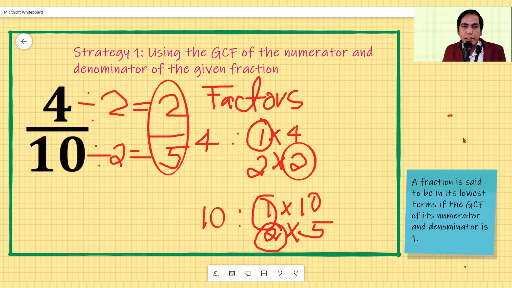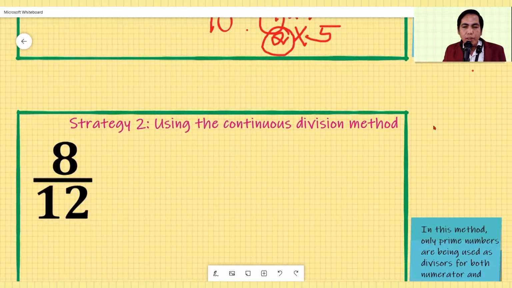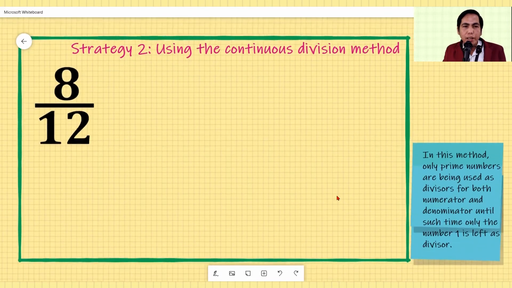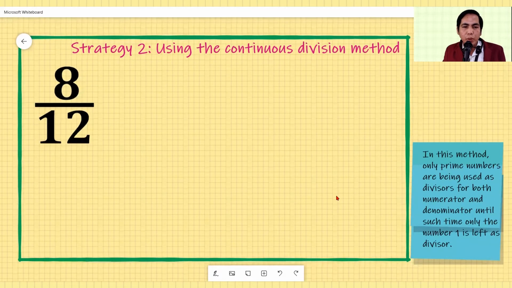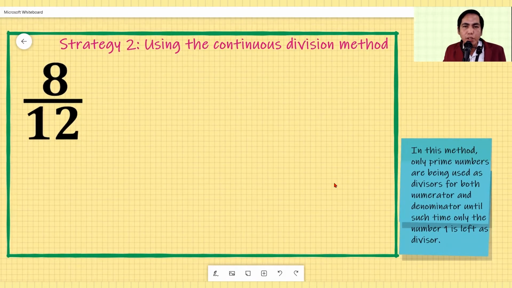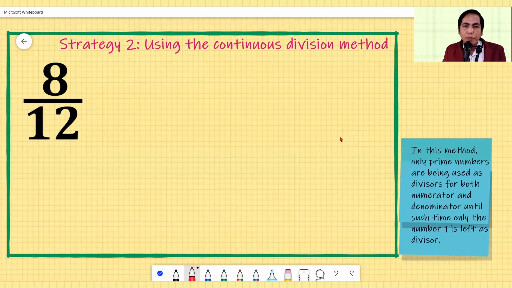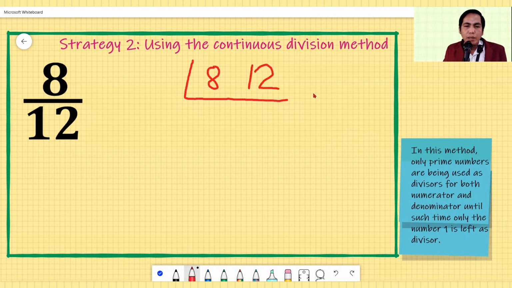In our second strategy, we will be using the continuous division method. So let us take a look at this example. We need to identify the lowest form or the lowest term of 8/12 using the continuous division method. In this method, we will be using the inverted division sign. And we will put the 8, our numerator, and the 12, our denominator, inside the symbol. So meaning to say, our 8 and 12, our numerator and denominator, will serve as our dividend.